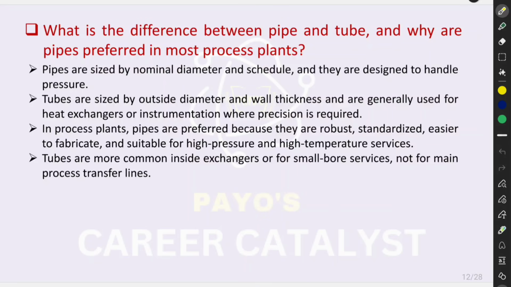is required. In process plants, pipes are preferred because they are robust, standardized, easier to fabricate, and suitable for high pressure and high temperature services. Tubes are more common inside heat exchangers or for small bore services, not for main process transfer lines.